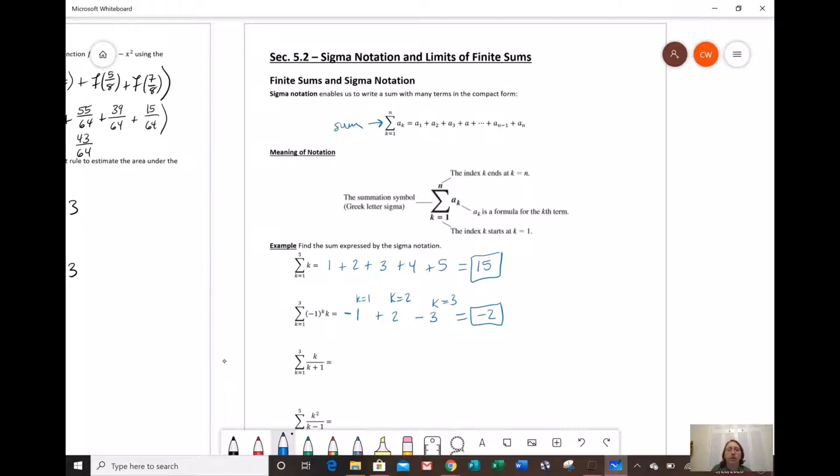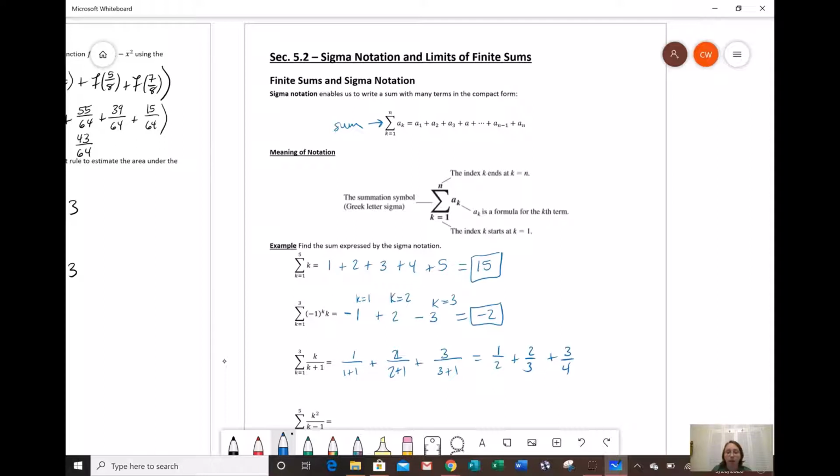If this had been something else up here, we'd have to be careful because it could change how our signs alternate. All right, this is our formula. We're going to plug in 1, 2, and 3. Those are the values that our sum says. So if we plug in 1, we get 1 over 1 plus 1. If we plug in 2, we get 2 over 2 plus 1. Plug in 3, we get 3 over 3 plus 1. So that's 1 over 2 plus 2 over 3 plus 3 over 4.